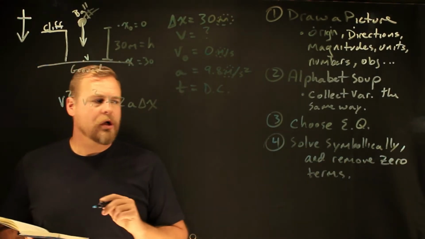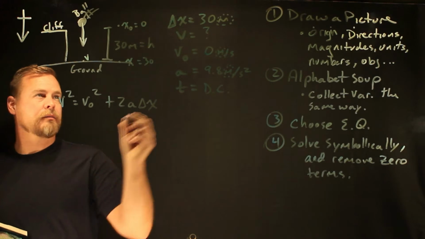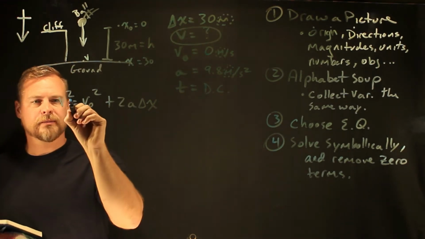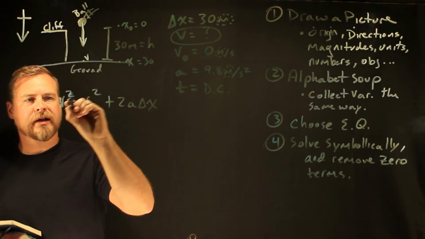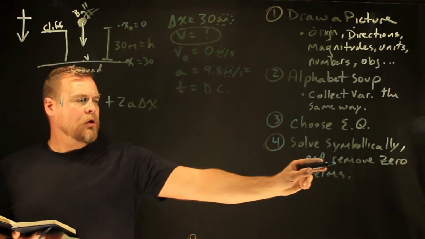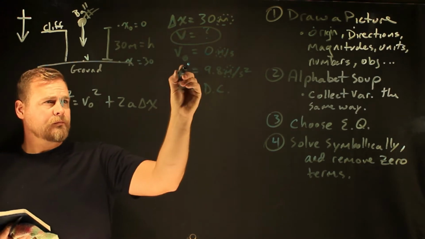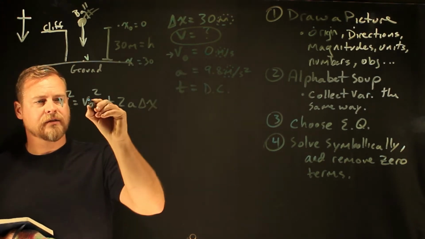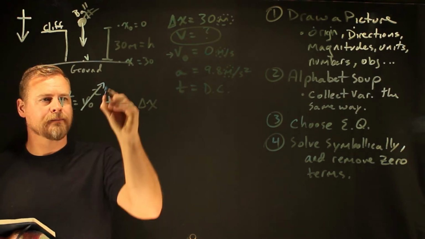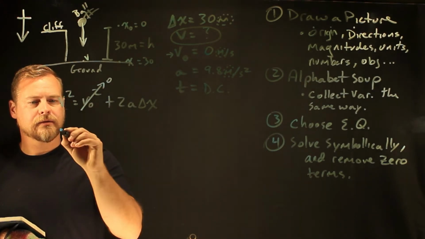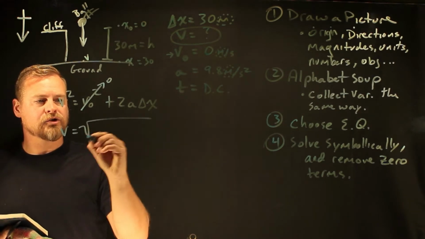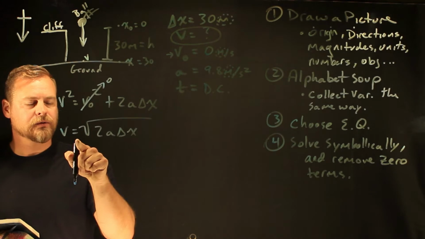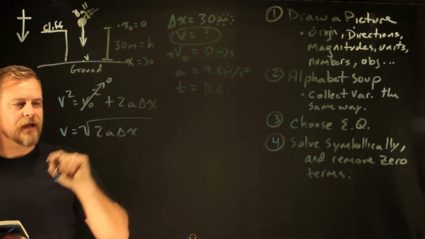Number 4, remove zero terms, solve symbolically. Solving symbolically means that I want to get this v by itself. That's fairly simple at this point, it's just squared. I just got to get rid of that squared. Remove my zero terms. Because I'm starting at v naught of 0 meters per second, this whole thing goes away. And I can rewrite this symbolically to show that the final velocity is equal to the square root of 2 acceleration times the displacement.